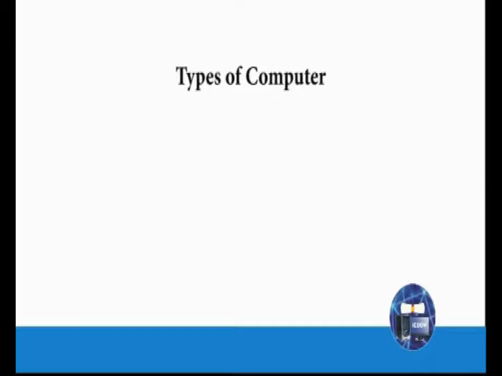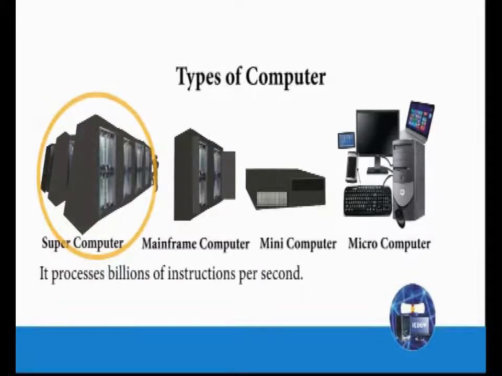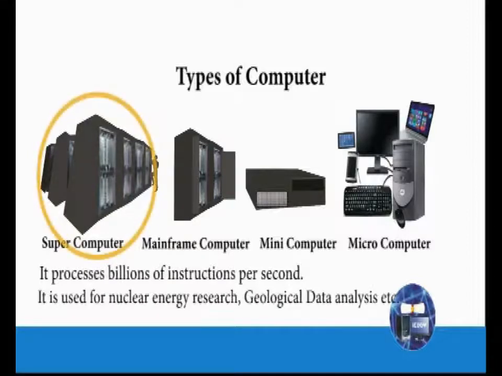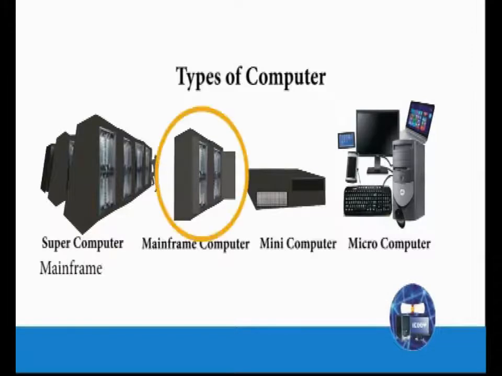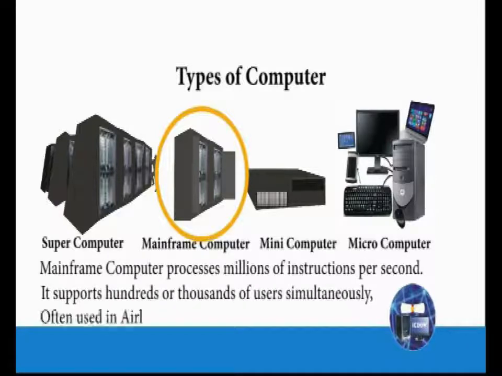Types of computer. Let's start with supercomputer. It processes billions of instructions per second. It is used for nuclear energy, geological data analysis, etc. Mainframe computer processes billions of instructions per second. It supports hundreds or thousands of users simultaneously. It is often used in airline, railway, banking, etc.